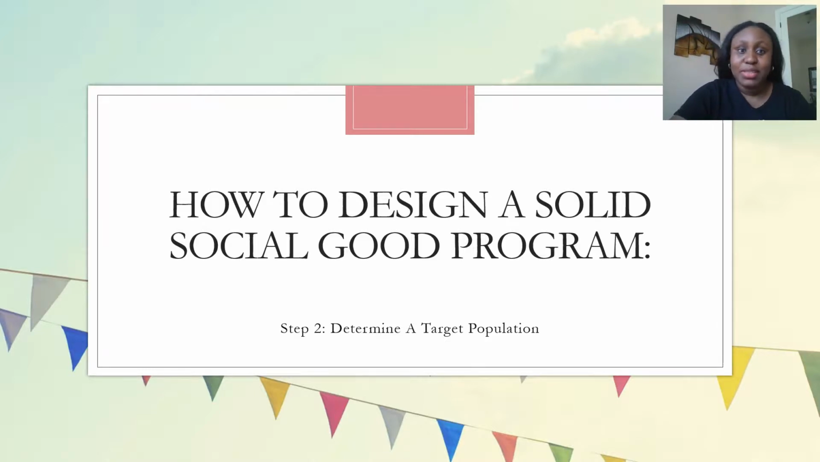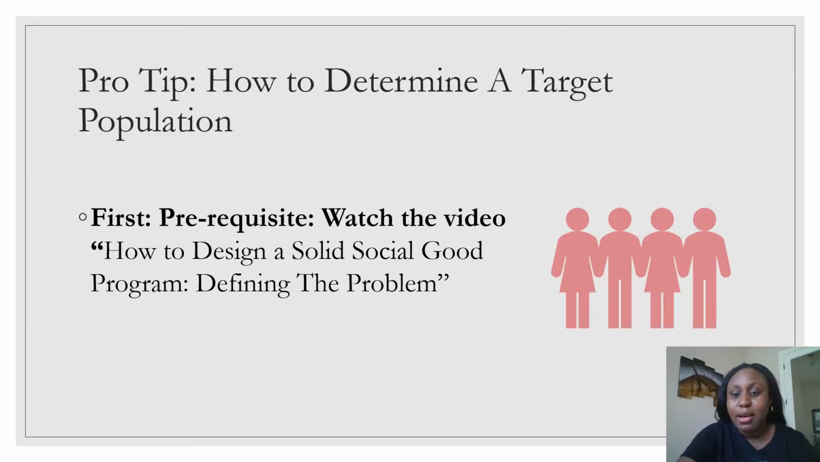In the previous video, we talked about the first step in designing a solid social good program, and that was how to determine the problem, defining the problem that you want to address. If you have not listened to that video, I want you to listen to that video. Pause this one, go listen to that one, and then come right back, because that is the first step you need to take to defining your target population. Okay, awesome. Now let's move on.